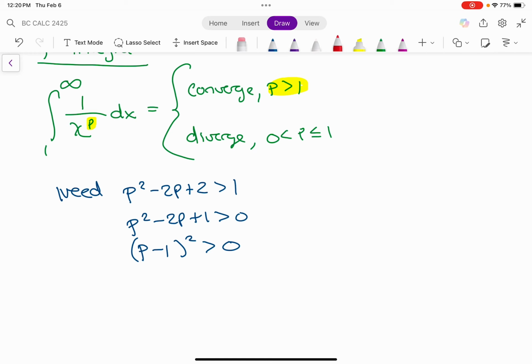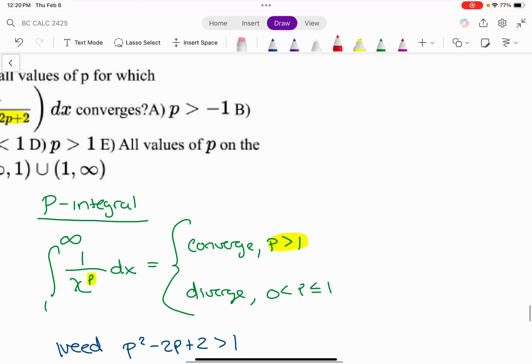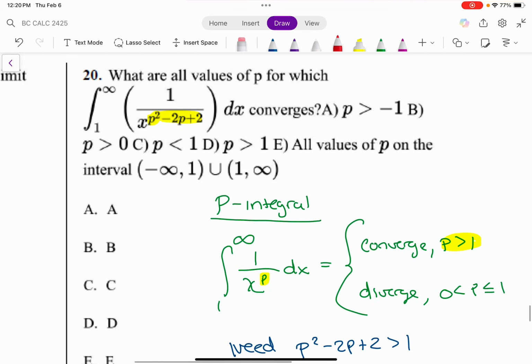So like this is true. That's just kind of using some number sense. So this is true for all values of p except p equals 1, because that will make it 0. Okay, so that actually suggests our answer up here, which is E, right? Notice what I just said is the same as this.